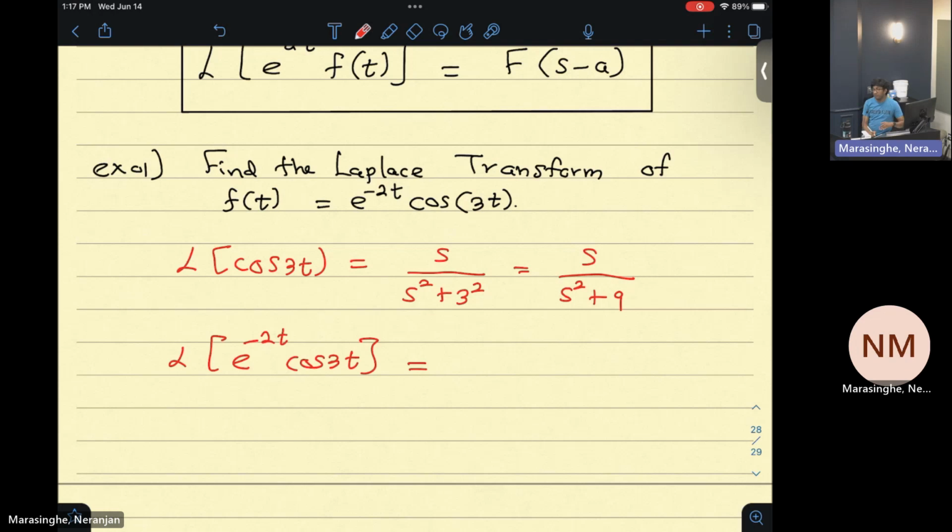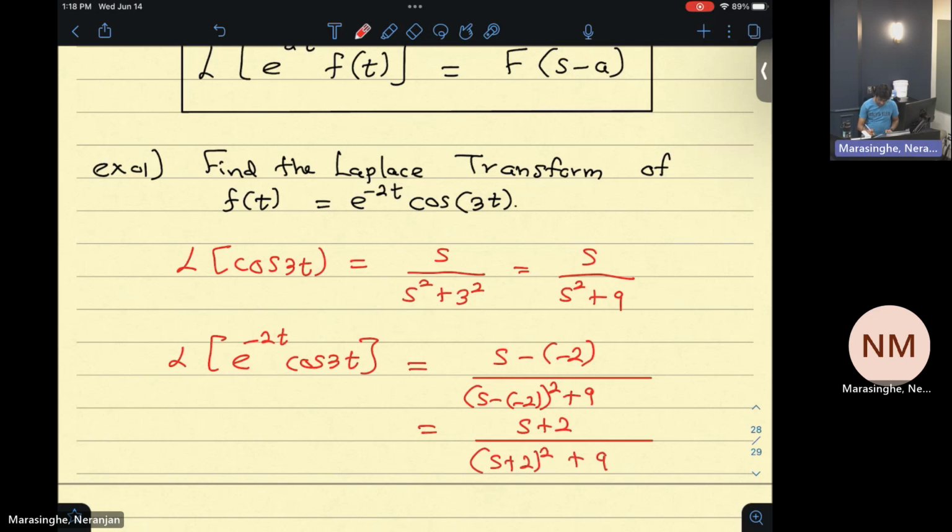So what would happen to the Laplace transform of cosine 3t? It would be translated by minus 2 units. Okay. So replace s by s minus minus 2. Okay. That is equal to s plus 2 divided by s plus 2 square plus 9.